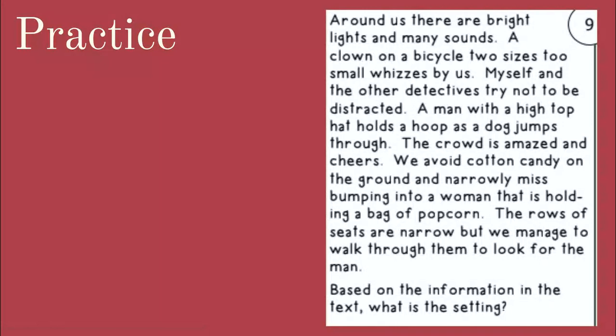So go back through, let's see if we can find some details that help us figure out what the setting is. So if I start at the top, I see there's bright lights, and there's a clown on a bicycle that's 2 sizes too small. There's a dog jumping through hoops. There's crowds. There's cotton candy. There's popcorn. All of this leads me to believe that we're probably at a circus or a carnival of some sort.